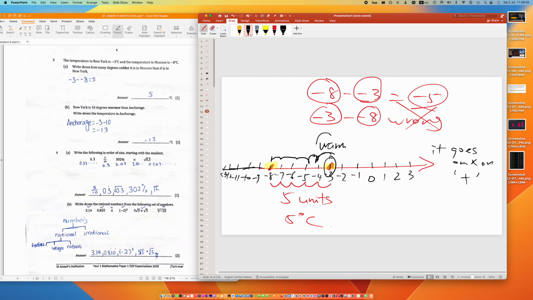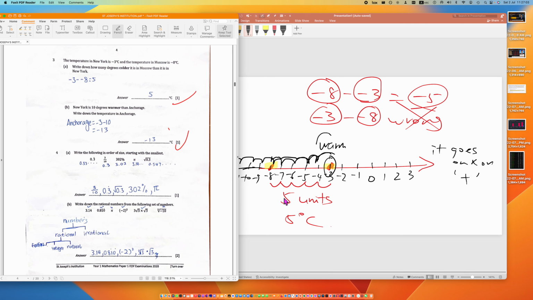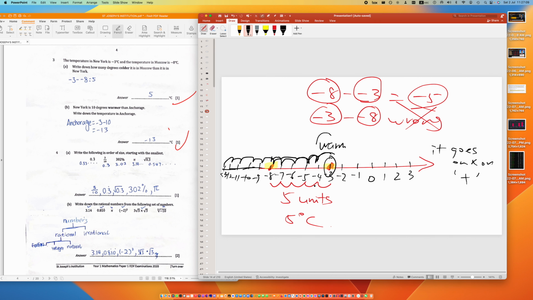Okay, so 1, 2, 3, 4, 5, 6, 7, 8, 9, 10. So it's negative 13. Very good. A lot of students, once again, don't know whether it's minus or plus. So how do you avoid making that mistake? Just use the number scale or number line. Next time I want to see you use the number line to solve these temperature questions.